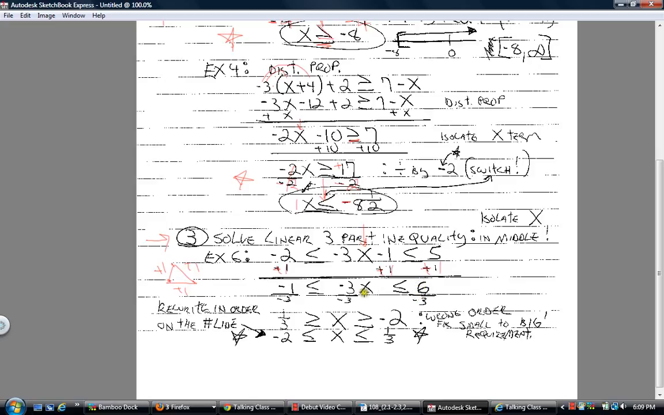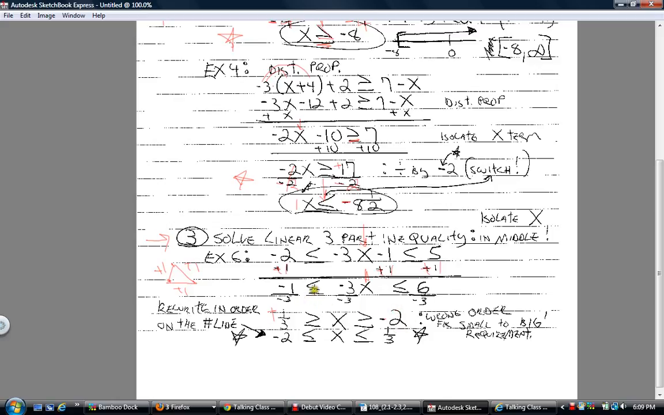Okay, now you're down to the closer step. What do you got to do to isolate the x? Turn around and take the coefficient, which is the negative 3, and divide all 3 parts, the left side, middle, and the right side, by negative 3. When you do that, what's your result? Now, negative 1 divided by negative 3 is a positive 1/3. Here's your x. Here's 6 divided by negative 3 is negative 2.